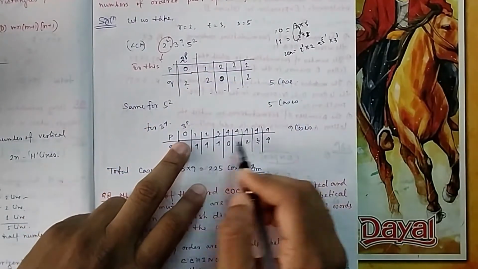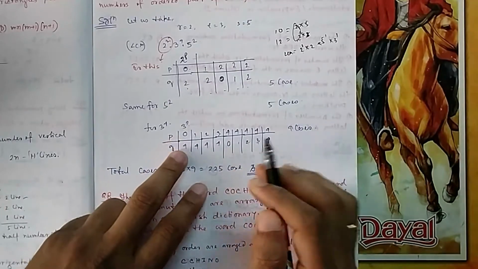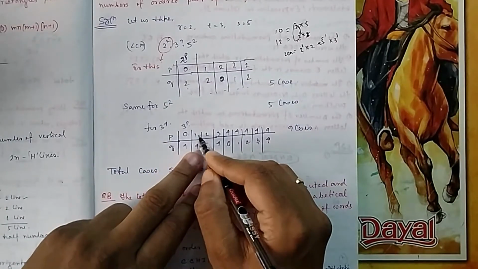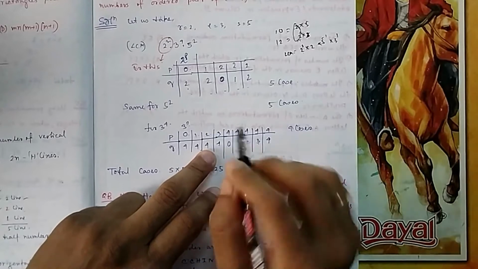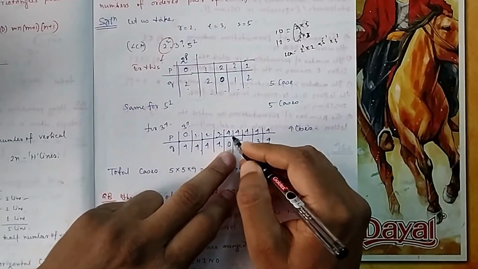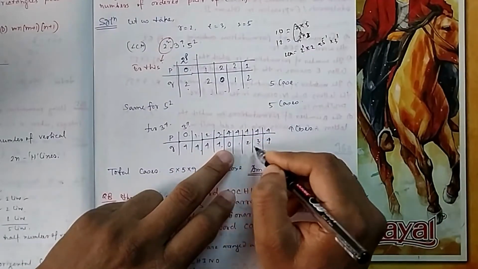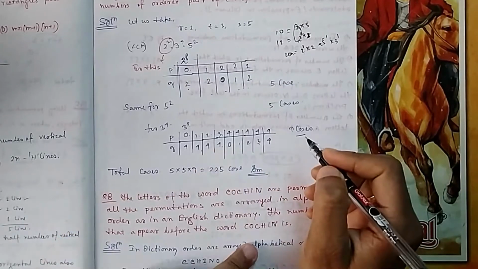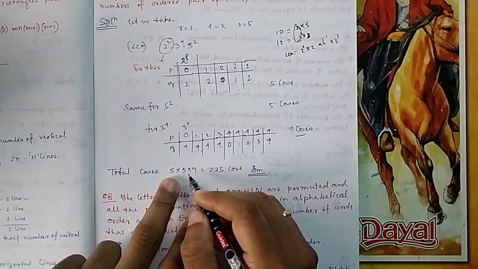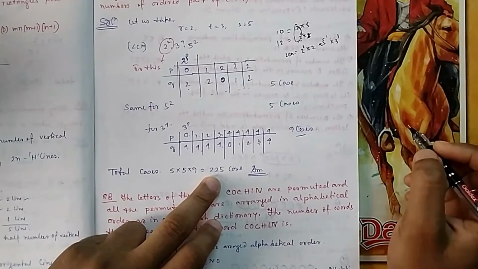From 3 to the power 4, now you again try 0, 1, 2, 3, 4, you start with the first. For 0 it should be 4, for 1 also there should be 4, for 2, because the highest should be 4, for 3 it should be 4, for here it is 4, then again you want to have 0 2. So here 9 cases. So total cases will be 5 into 5 into 9, that is 225 cases.